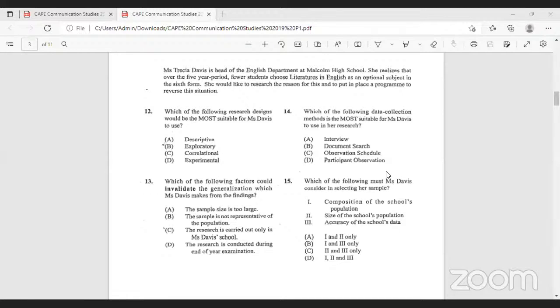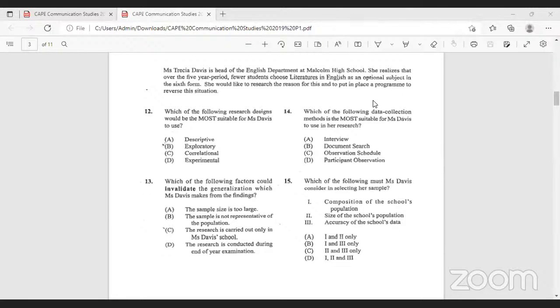14, which of the following data collection methods is the most suitable for Ms. Davis to use in her research? Is it interview, document search, observation, schedule, or participant observation? Answer is A, interview. We're saying A, the answer is A.